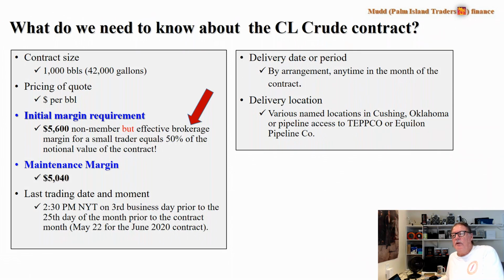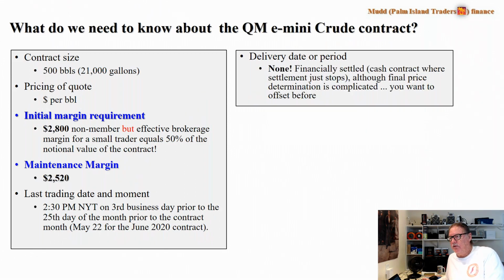So this is what I've just said. Contract size you need to know, pricing of the quote, the initial margin, the maintenance margin, the last trading day and the last trading time allowed when it closes off, the delivery date or the period or the delivery location. Now let's look at the E-mini contract and see how it differs, and that is arranged as all in one page. I won't roll down through it.